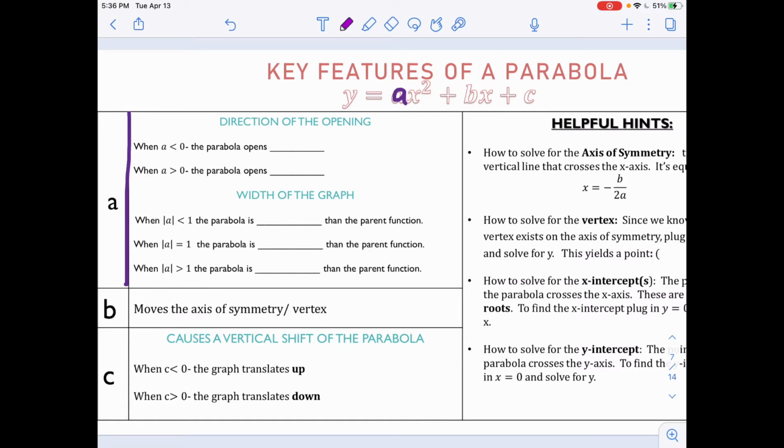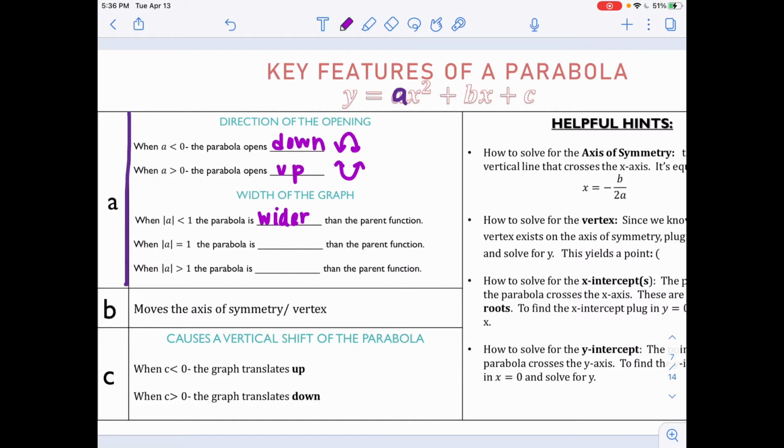If a is less than 0, that means that it's negative, so it's facing down. When a is greater than 0, that means that my parabola opens up. All right, if you need to, you can also draw that. The other thing that a affects is the width of the graph. When the absolute value of a is less than 1, the parabola is wider than the parent function.